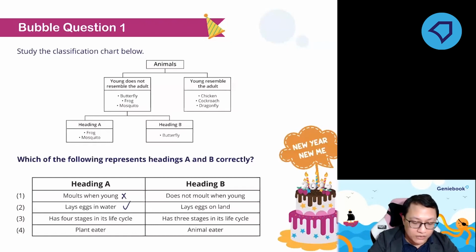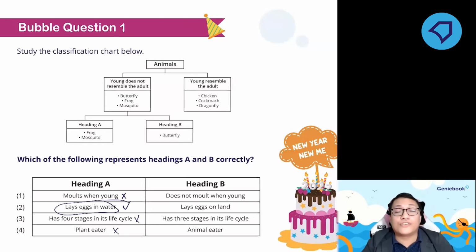Has 4 stages? No. Okay, the frog has 3 stages instead. And plant eater? No. Okay, so for frog, they are not plant eaters. They are animal eaters. Okay, since there's only one option that is correct, we don't have to check heading B. Yeah, so the answer is number 2.